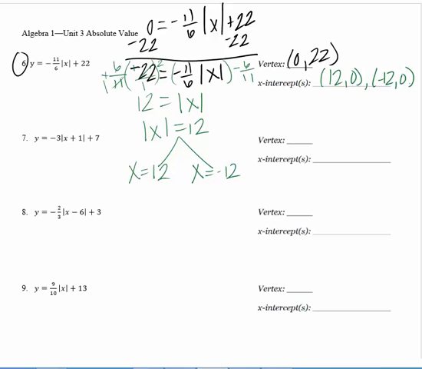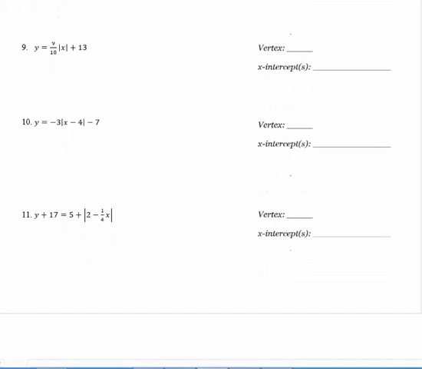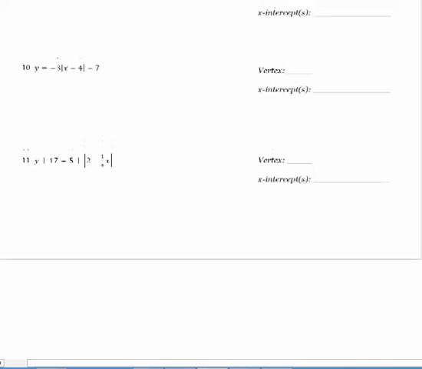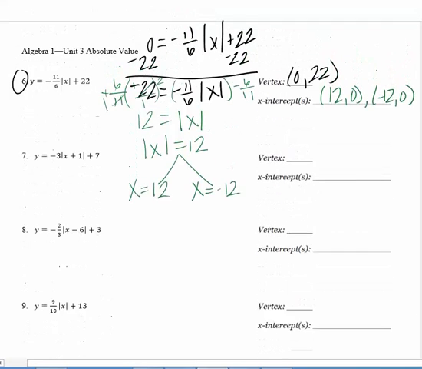Alright, I want you to complete for homework 7, 8, 9, 10, and 11. So you're going to just finish up this page. We'll take a look at it on Monday.